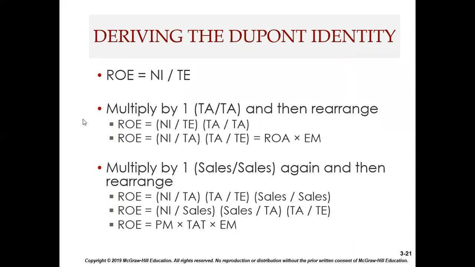So we're just showing you how we can convert return on equity using these other items and change it from net income over total equity to profit margin times total asset turnover times the equity multiplier. So that's what the DuPont Identity tells us. It's really these three things that make up return on equity.